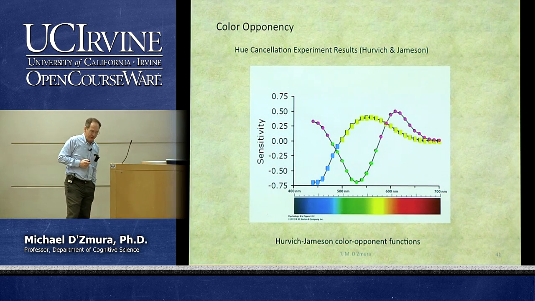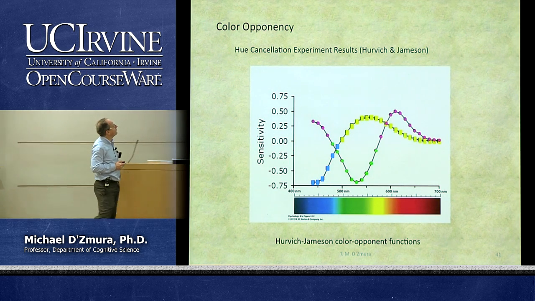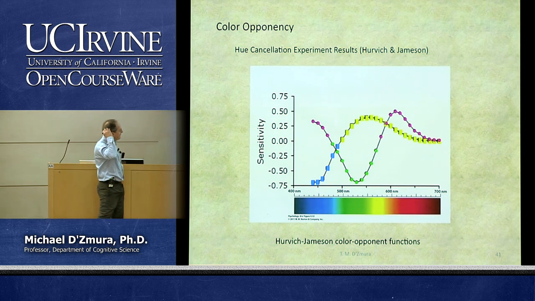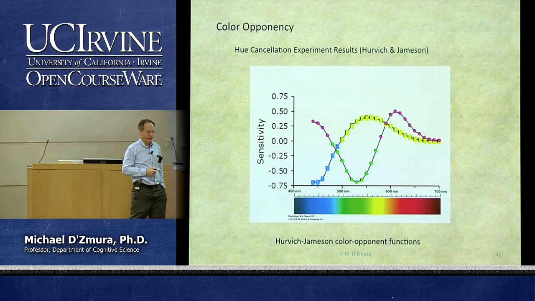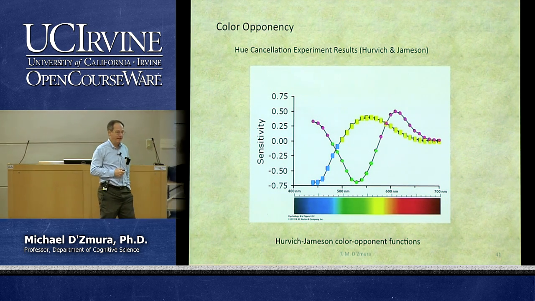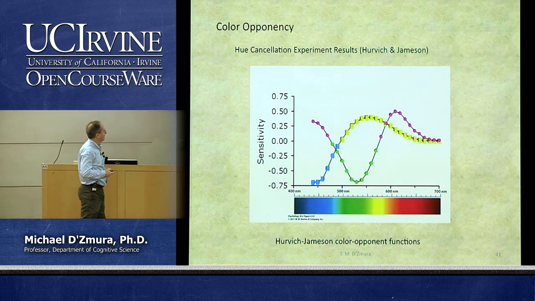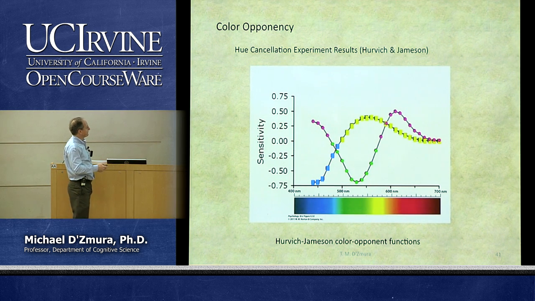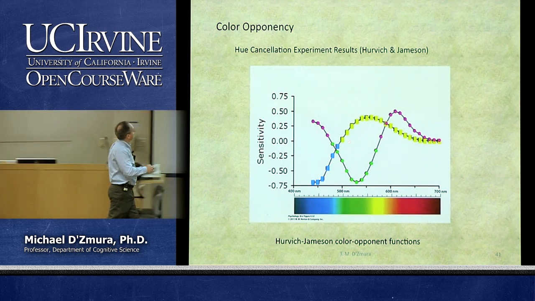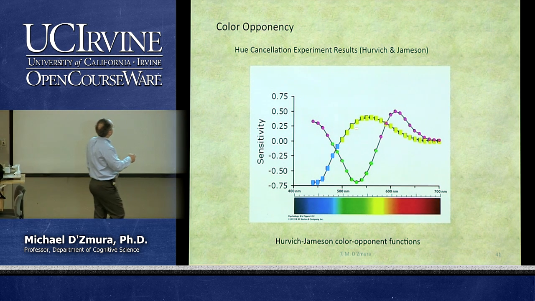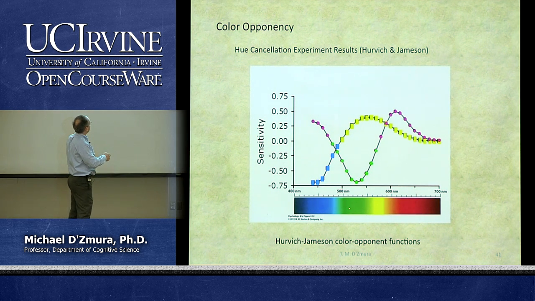Hue cancellation is the sort of experiment that Hurvich and Jameson performed in the 1950s to put color opponent theory on a quantitative footing. For example, they noted that starting in the long wavelength region of the spectrum, where things are somewhat orangish, all the way through about 500 nanometers or so, all of these lights appear to have some yellow in them.